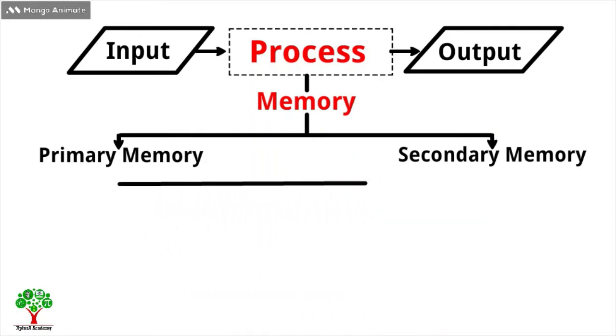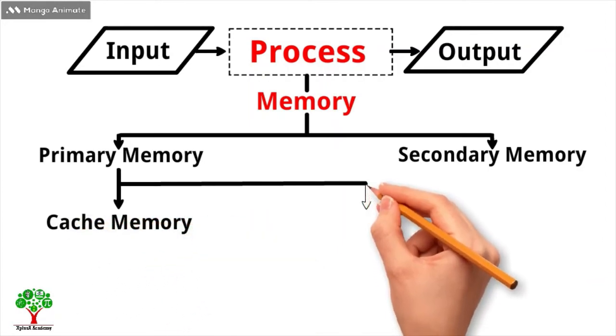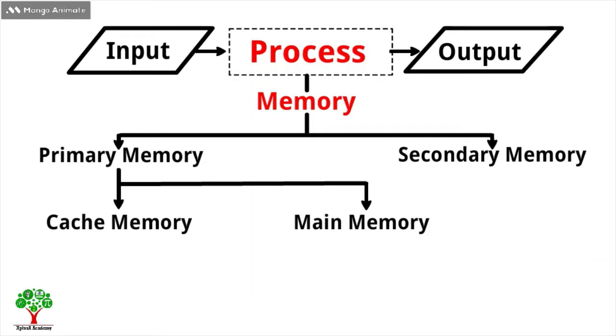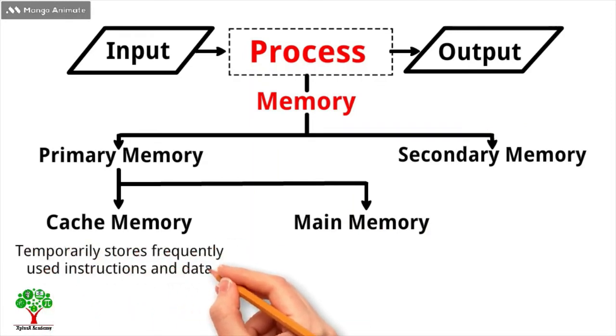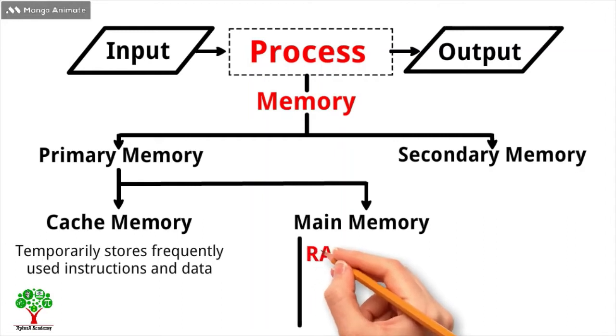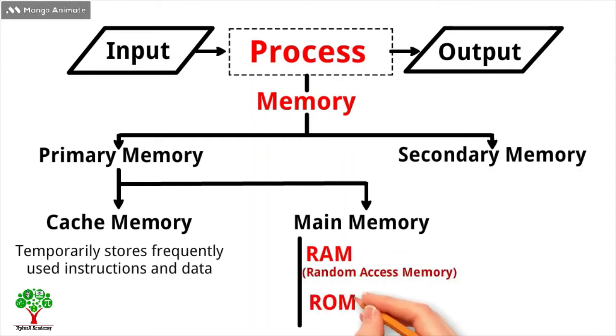Primary memory has two kinds of storage. One is called cache memory and the other is called the main memory. Cache memory temporarily stores frequently used instructions and data for quicker processing by the CPU of a computer. Cache holds a copy of only the most frequently used information or program codes stored in the main memory. Main memory is where data and instructions are stored so that they can be accessed directly by the processor, the CPU.